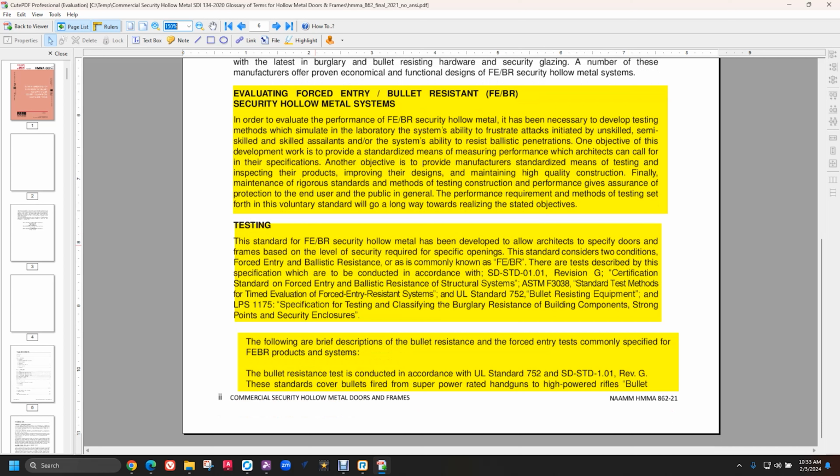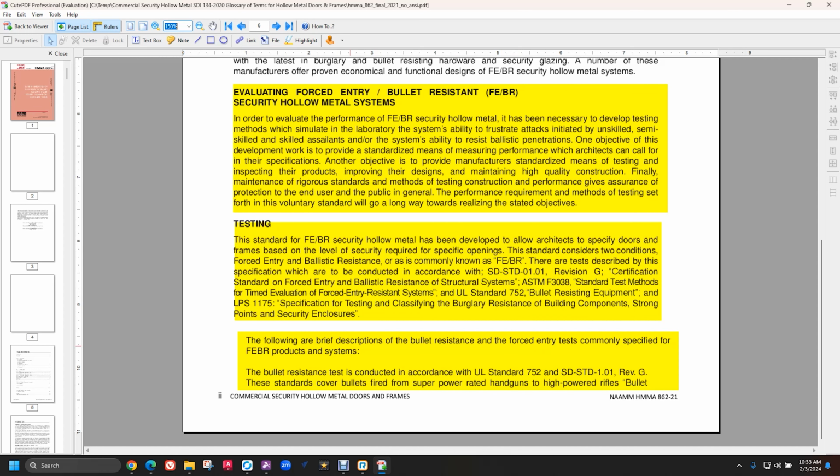Testing. The standard for FEBR security hollow metal has been developed to allow architects to specify doors and frames based on the level of security required for the specific opening. The standard considers two conditions: forced entry and ballistic resistance, or commonly known FEBR. There are tests described in this specification which are to be conducted in accordance with these standards that are listed here. The following are brief descriptions of bullet resistance and forced entry tests commonly specified for FEBR products and systems.